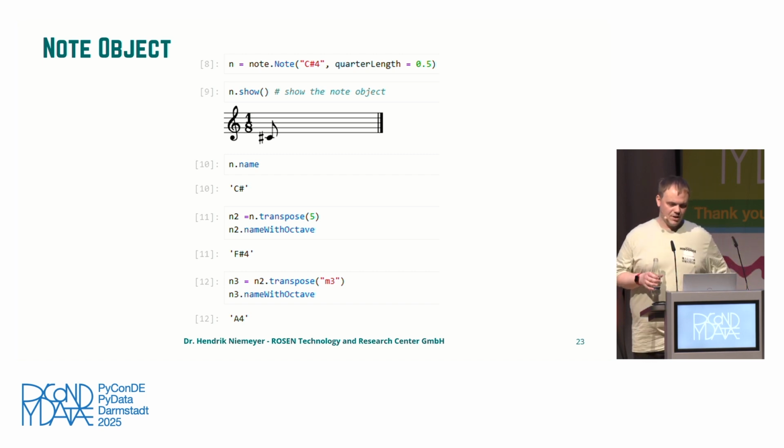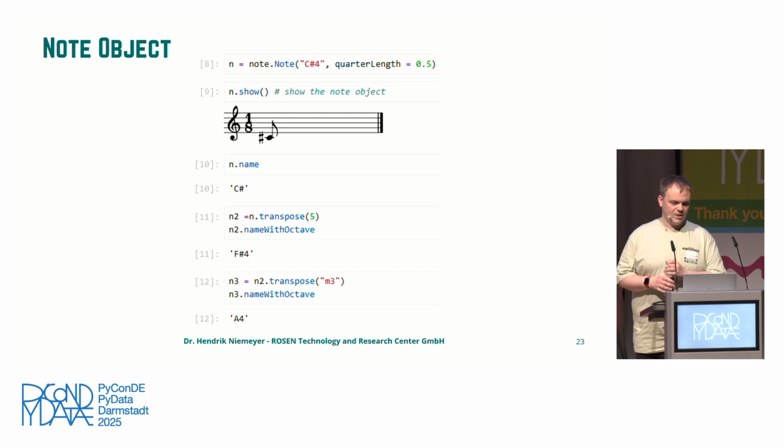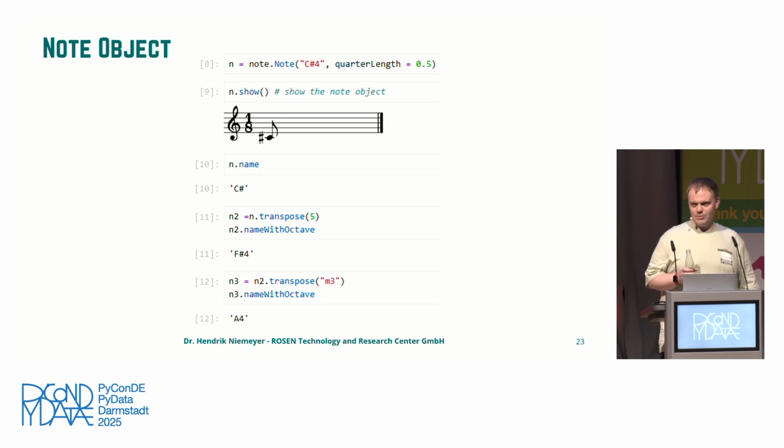We can also render single notes with the show method, retrieve its name, and we can do mathematical or musical things with it, like transposing it and generating thus another note, either by giving the function the number of semitones we want to transpose the music, or by giving it a musical interval with a name. So here M3 is a minor third. This is a musical name for 5 semitones.